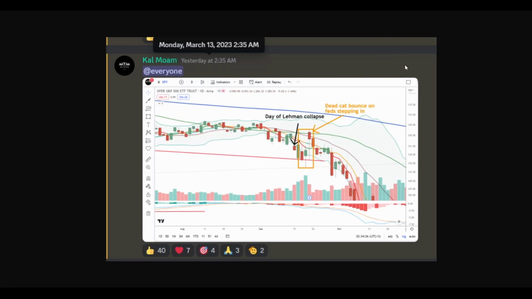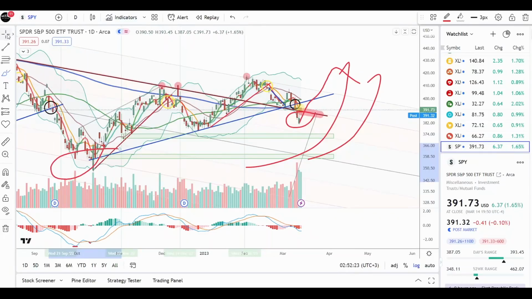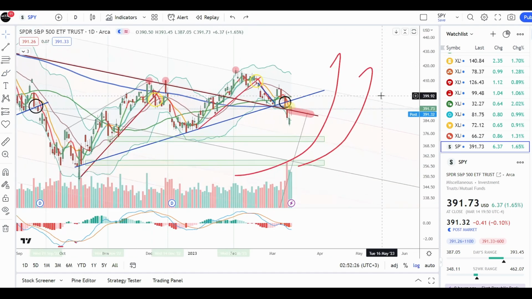And here's proof, guys. I posted this March 13th. Here's exactly what happened on the day of the Lehman collapse. This was the Lehman collapse. The market ended up declining the following 2 days. Then it had this massive face-ripping dead cat bounce. We bounced. The market continued to crash from that point on. We are now in the middle of that dead cat bounce. Here it is, guys.